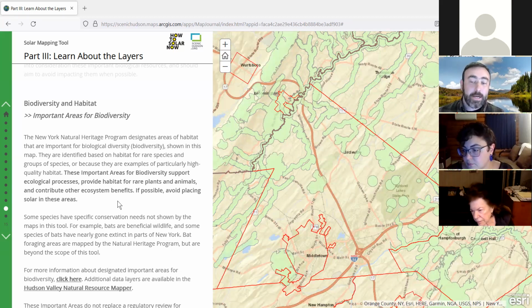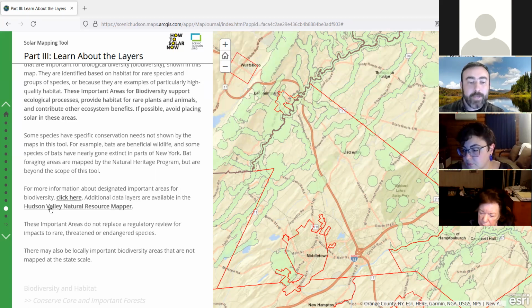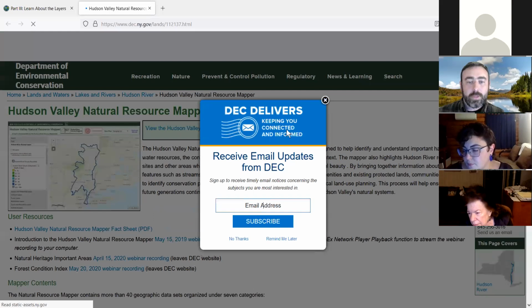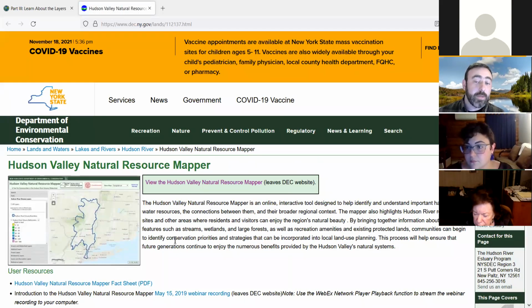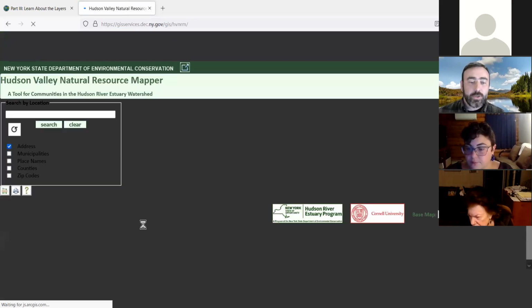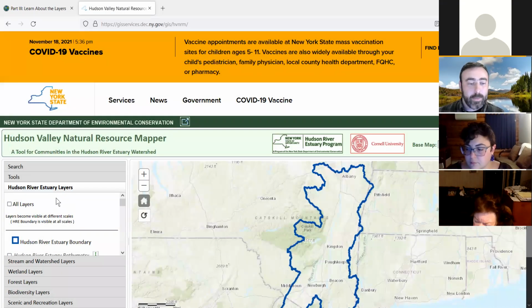These are some of the best areas for habitat and for biodiversity in the Hudson Valley. So we really want to try to be mindful of that. If you wanted to delve into more info on this, there is something called the Hudson Valley Natural Resource Mapper, which is again created by the Hudson River Estuary Program. And this is an amazing tool for something like a natural resource inventory and that type of thing.